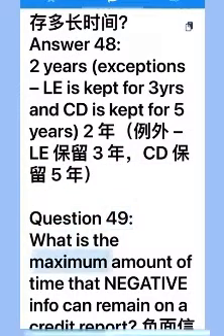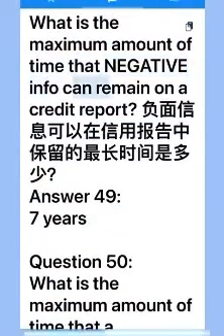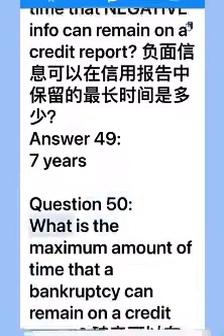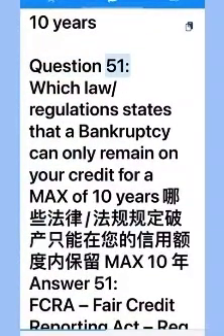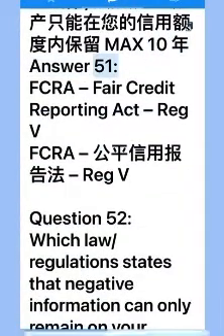Question 49. What is the maximum amount of time that negative info can remain on a credit report? Answer 49. 7 years. Question 50. What is the maximum amount of time that a bankruptcy can remain on a credit report? Answer 50. 10 years. Question 51. Which law or regulation states that a bankruptcy can only remain on your credit for a max of 10 years? Answer 51. FCRA, Fair Credit Reporting Act, Reg V.